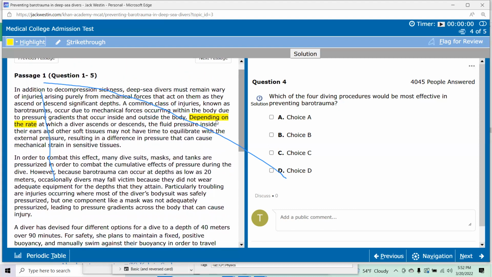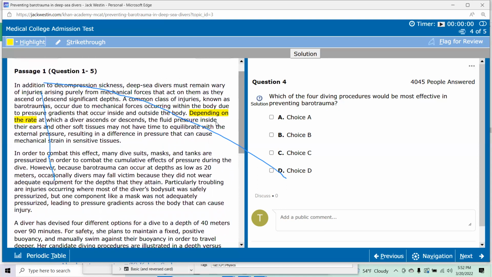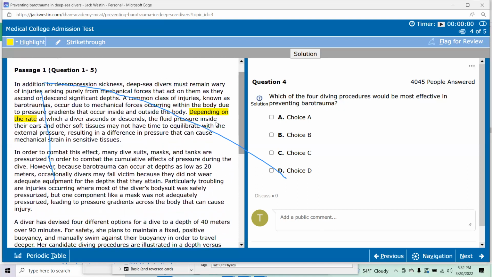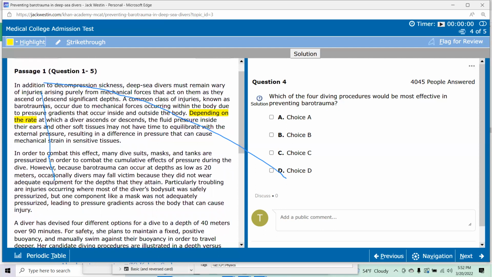And they're saying depending on the rate at which a diver ascends or descends, the fluid pressure inside may not have time. So what does this tell us? This is again giving us a keyword into a relationship, right? So we're going to write out the relationship. Barotrauma increases as time what? As time increases or as time decreases? Read these lines carefully and think about this.